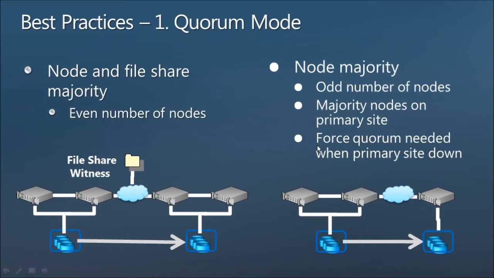If you have an odd number of nodes, for example 2 nodes in the local data center and 1 node in the remote data center, you should choose node majority. Node majority has a drawback. If the local data center goes down, then you will lose the quorum for your cluster. You have to force quorum on the remote side to bring the cluster up.